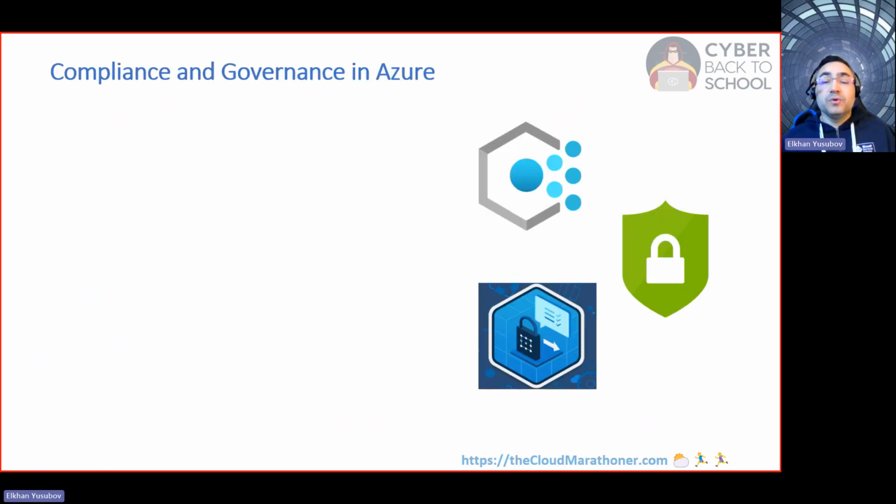All right, so compliance and governance in Azure are crucial for ensuring that your cloud environment follows the regulatory requirements and internal policies of the company. Let's look at some key components of it. First, of course, we need to start with Azure Policy that helps you to create, assign, and manage policies that enforce rules on your resources. These policies ensure that your resources stay compliant with corporate standards and service level agreements.